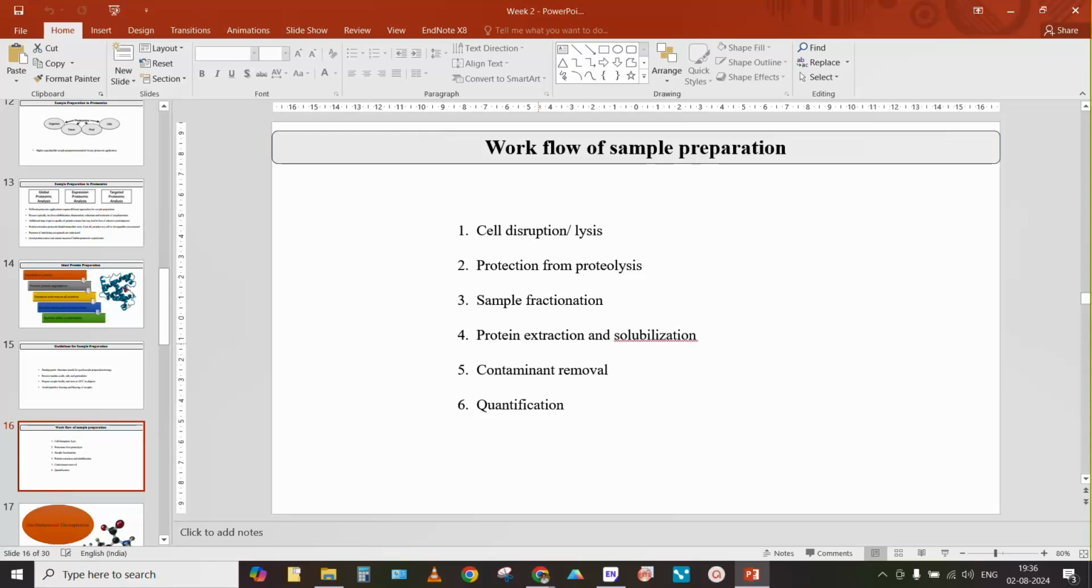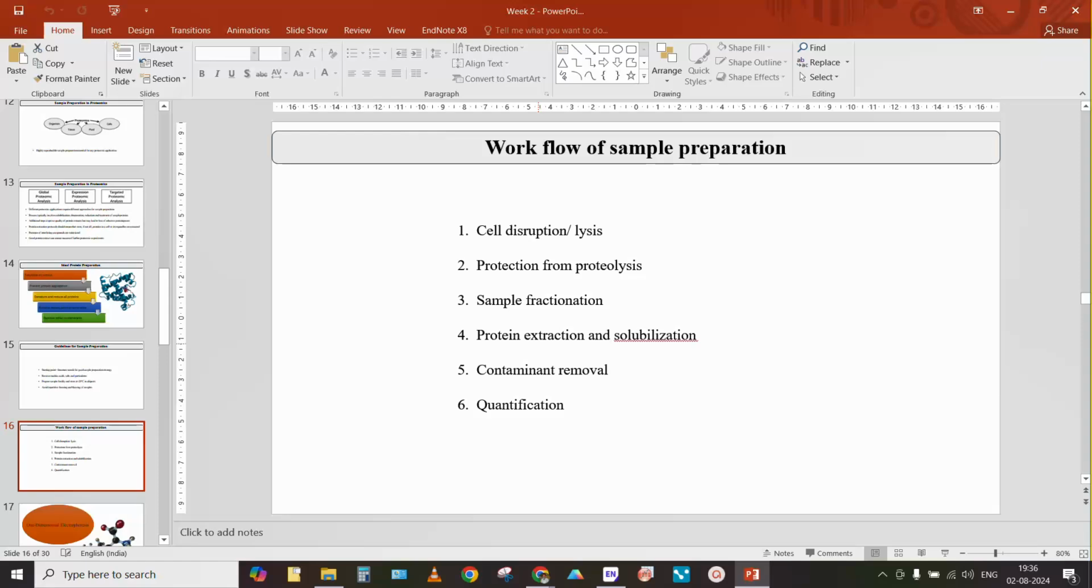Obviously this workflow can be modified depending upon your sample size, and a few steps can be moved in that sequence. Let us follow this workflow, and during it I will give you some examples of different types of samples, how to extract protein from those, and what types of challenges these samples are going to impose. Okay, so the first one was cell disruption, or lysis.